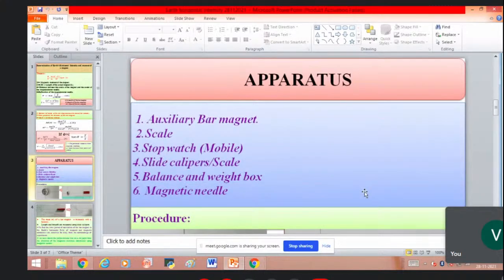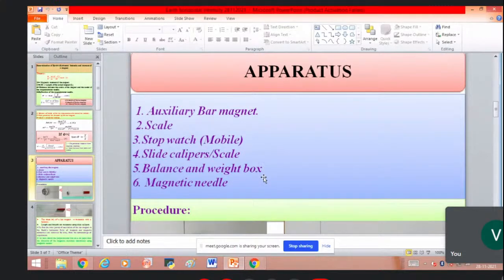Actually, the requirement is one bar magnet, scale, stopwatch (can be a mobile phone), slide calipers. If not, we can use an ordinary scale. Balance and weight box is required, but the mass of the magnet can be supplied, or we can measure it in the laboratory, and one magnetic needle.